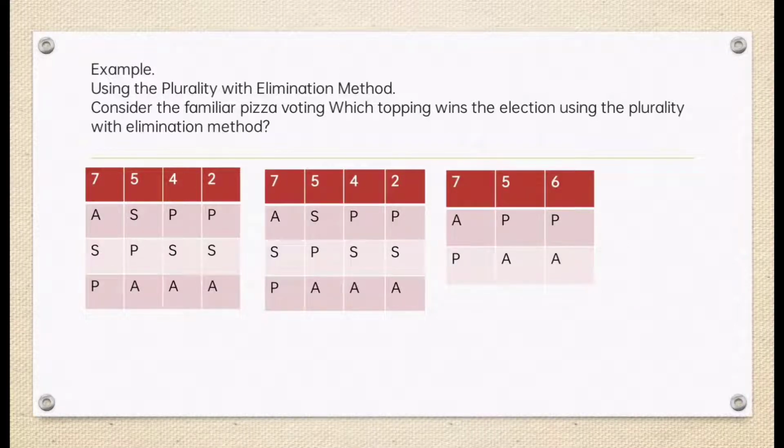Now A still has 7, S has 5, and P has 4 plus 2 equals 6. Since S has the fewest votes, S is eliminated, and we are down to just P and A. As shown in table 3, P is now the clear majority winner with 5 plus 6 equals 11 votes. Thus P is the winner of the election when we use the plurality with elimination method.